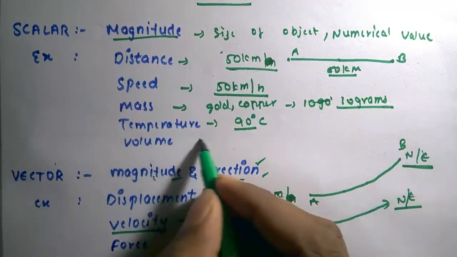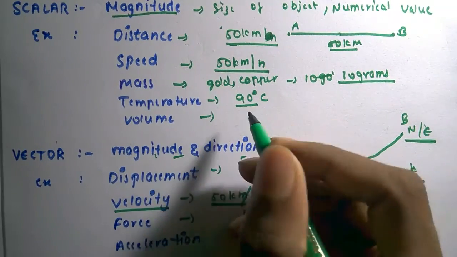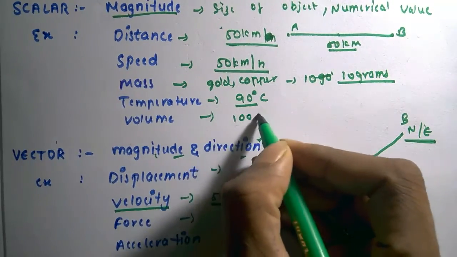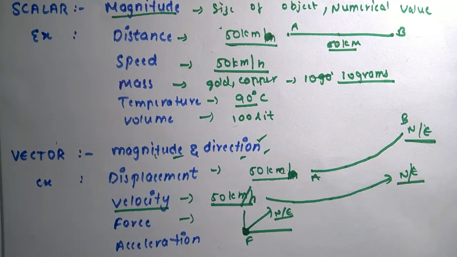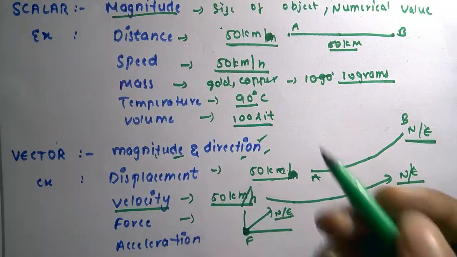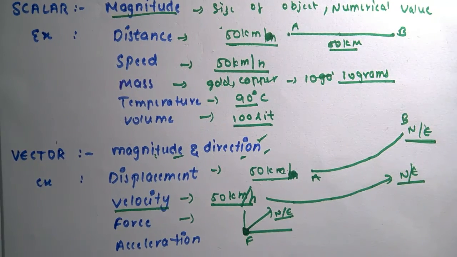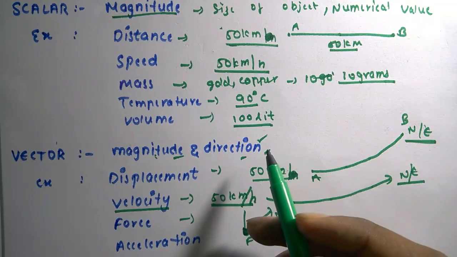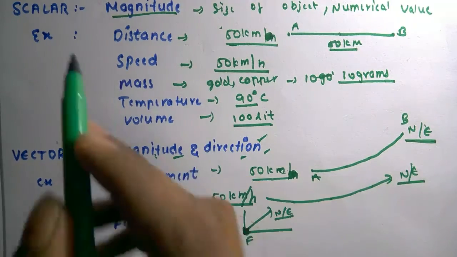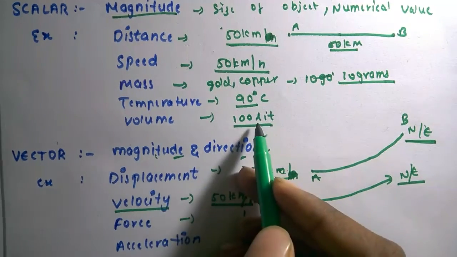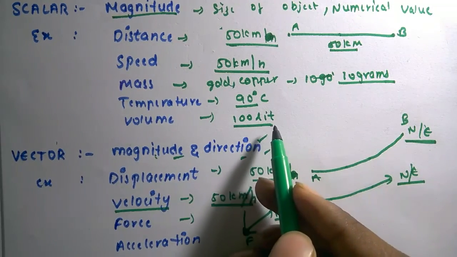And next, volume. So 100 liters of water. We can say only 100 liters of water or 20 liters of water or 30 liters of water or 10 liters of petrol. We can say only in liters, that means only in a numerical way. We can't say 10 liters of petrol traveling to the northeast direction or southward direction. It has only magnitude, that means a numerical value. So this is a scalar quantity, not a vector quantity.